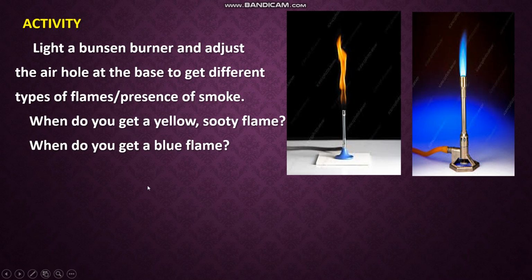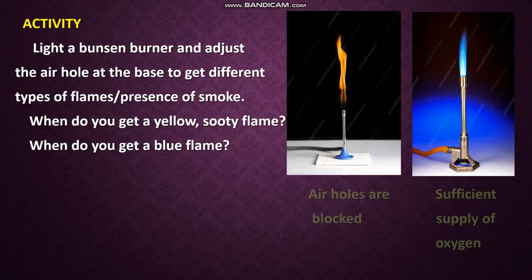So this is a Bunsen burner. We use it in laboratories for heating things. Here there will be air holes. The air holes are adjusted in such a way that we can see when we will get a sooty flame and when we will get a blue flame.